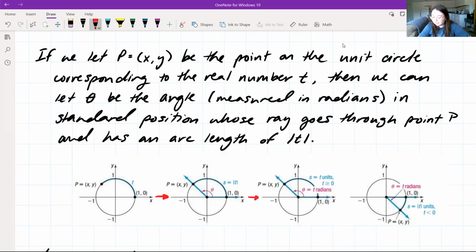So then in our next image, we're pretty much just labeling these things. S is going to be equal to t units, whatever units that length is in, and we're saying that t is greater than or equal to 0 because it has to be positive. Then we're saying that theta is going to be in radians.